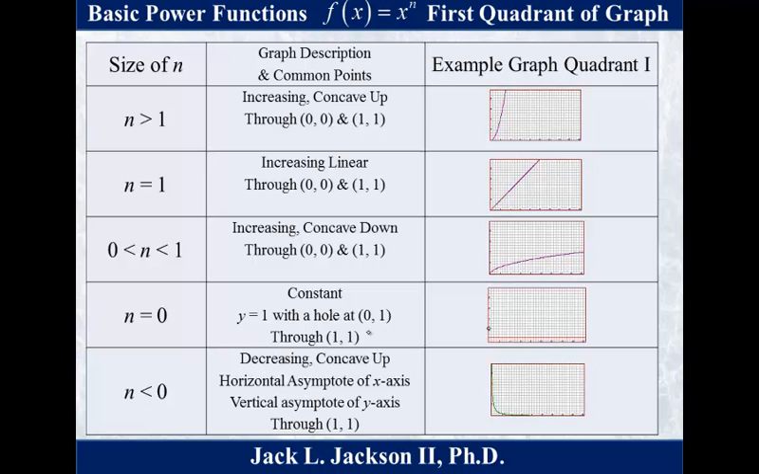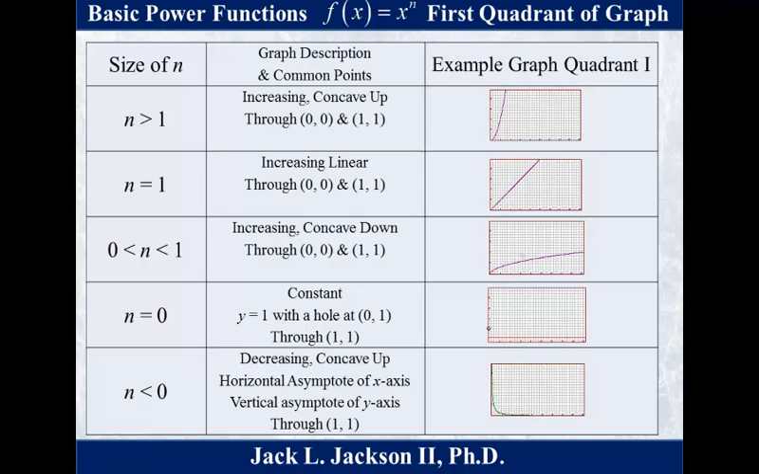So notice if n is negative, the function's decreasing in the first quadrant. If n is 0, the function is constant in the first quadrant. And if n is positive, the function is increasing in the first quadrant. But within the increasing ones, we have 3 cases we want to look at. So if n is between 0 and 1, it goes through (0, 0) and (1, 1), but it does it in an increasing concave down manner, something like the graph that you see here in the middle.